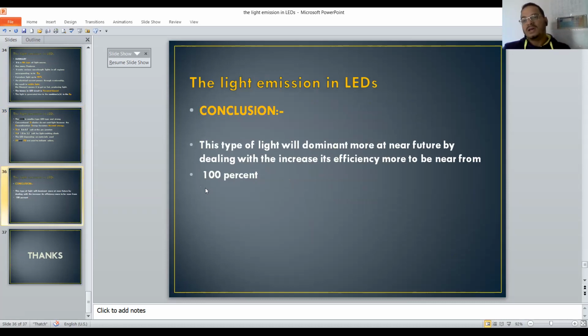We just have a small disadvantage. It's near 100%. By developing this, we can reach light generation near 100%. And actually it now has a great efficiency. By working to increase this efficiency, this kind of light will be number one and will dominate all applications in our life.